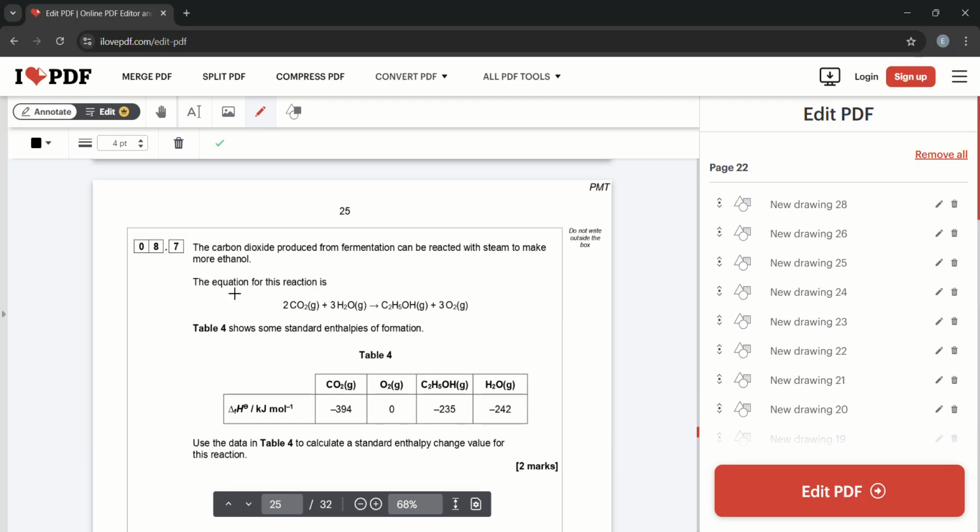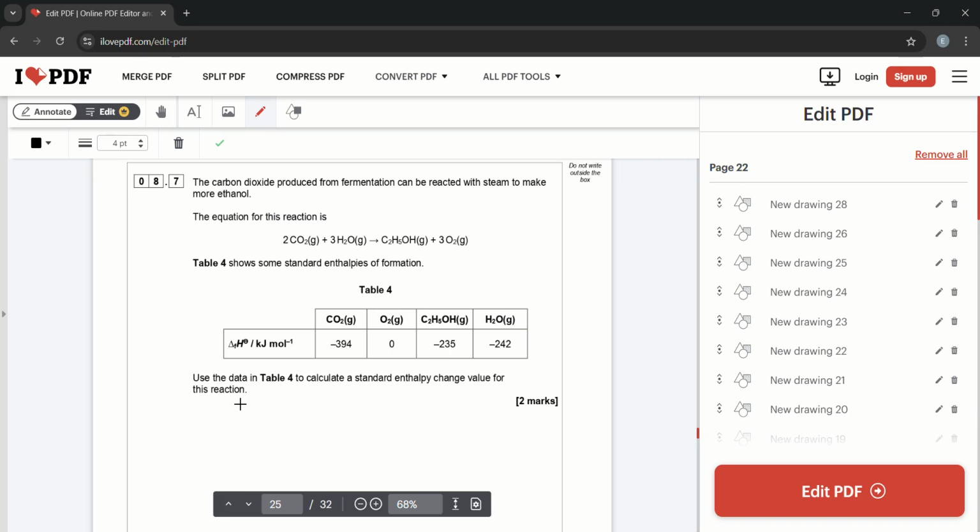8.7, the carbon dioxide produced from fermentation can be reacted with steam to make more ethanol. The equation for this reaction is 2CO2 gas plus 3H2O gas to form C2H5OH gas plus 3O2 gas. Table 4 shows some standard entropies of formation. Use the data in table 4 to calculate the standard entropy change for this reaction.